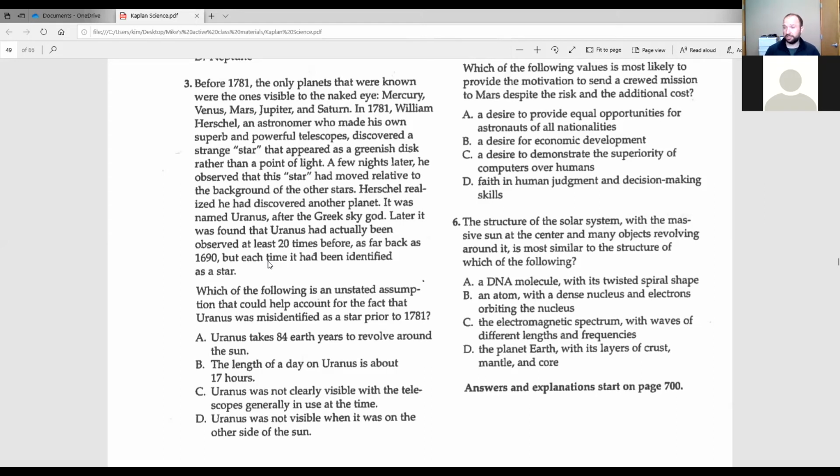And between these two, I would just go with what makes the most logical sense. Uranus was not clearly visible with the telescopes generally in use at the time, or D, Uranus was not visible when it was on the other side of the sun. Okay? I would go with the most logical answer. Most logical to me would be C, that it was not clearly visible because the telescopes at the time weren't powerful. So I would go with C. And I happen to know ahead of time that's C.